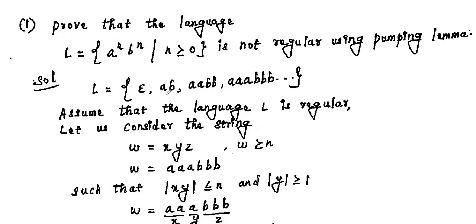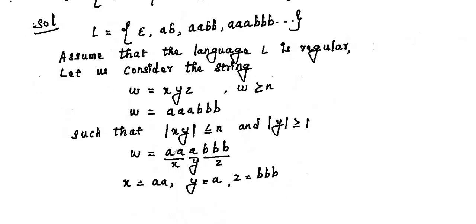In this language, we have many strings: ab, double a double b, triple a triple b. I choose the string triple a, triple b. The formula is going to be W equal to xyz. So, I choose the string W equal to triple a, triple b. Then, we need to find case 1 and case 2. The first case is the modulus of xy less than or equal to n, and the second one is the modulus of y greater than or equal to 1. We can divide the string.